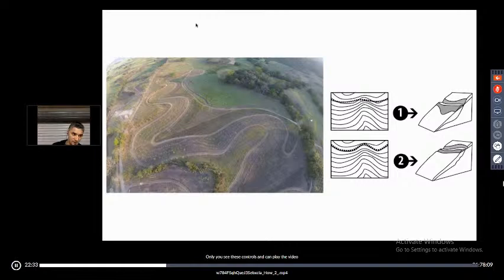And another thing is that if you're following the contour, then you'll generally limit the amount of excavation that you have to do. If you look at the image, the first one, number one, is not following a contour, and because it's not following the contour, you have more material to excavate. Number two is following the contour, so it's much less material. So that's why I'm always on these kind of things.